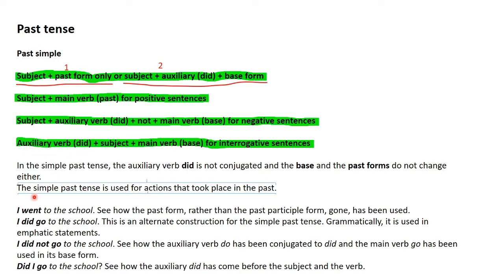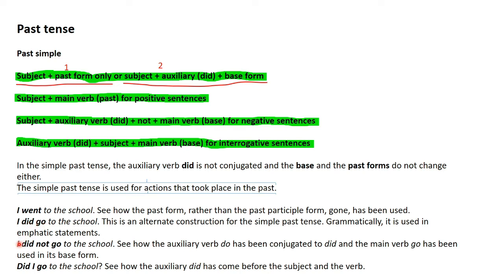Now look at these examples. I went to the school. I is the subject, went is the second form or the V2 form or the past form of the root verb go. I went to the school. I did go to the school. This is an expression of emphasis. I did go. Did is the auxiliary and go is the root or the base form of the verb.